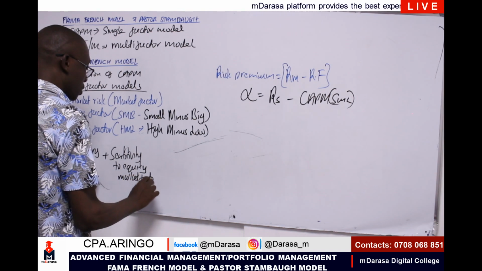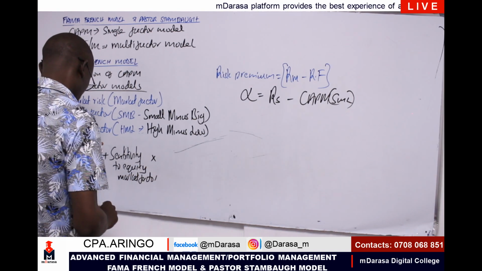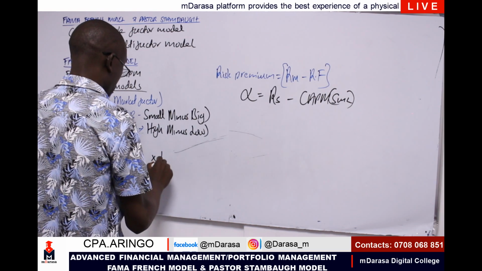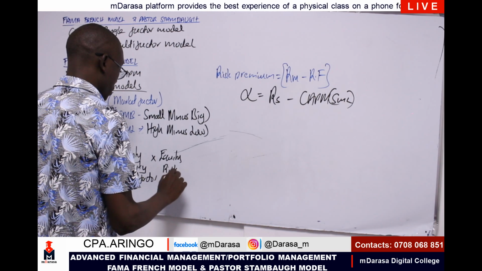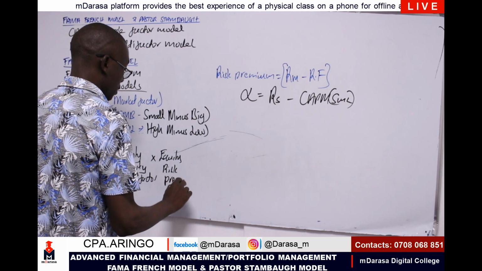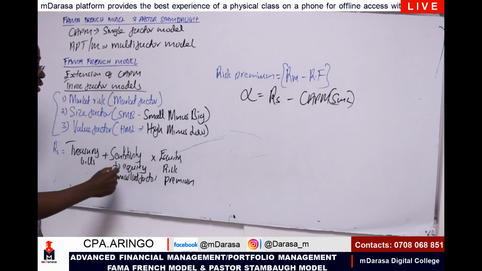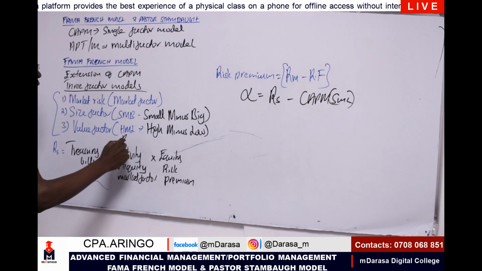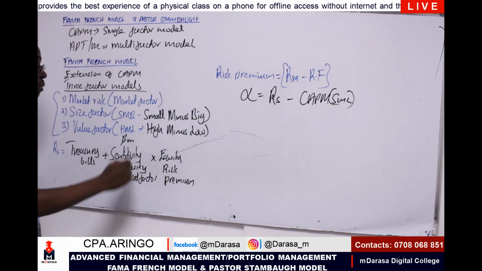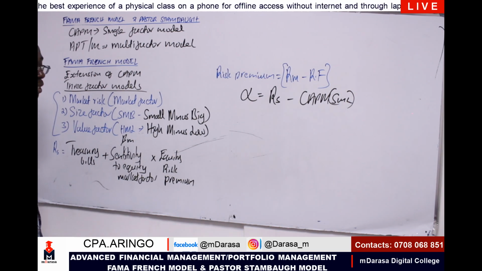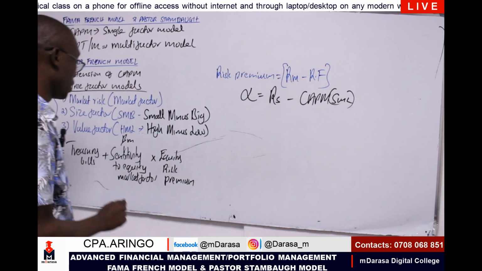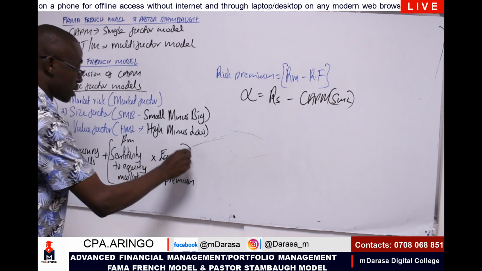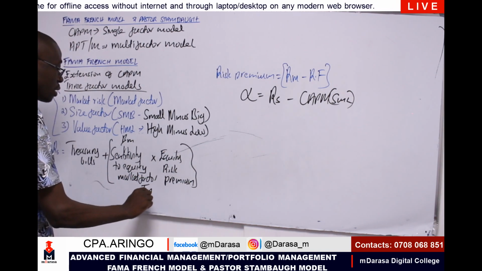Sensitivity to equity market factor. Okay. We are going to multiply by the equity risk premium. At this point, remember the sensitivity, in this case, it is measured by what? It is measured by beta. So you're talking about the beta of the market, right? Times the risk premium. And remember, risk premium is return of the market minus our risk-free. So all these are the first factor, right? Time it as factor number one.